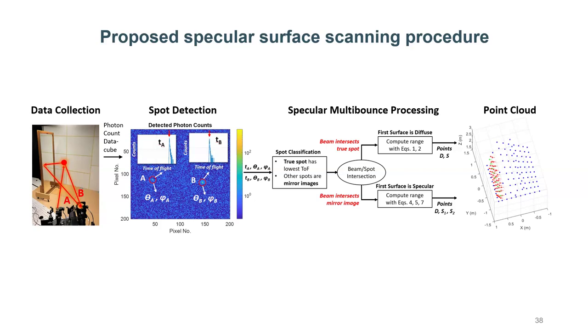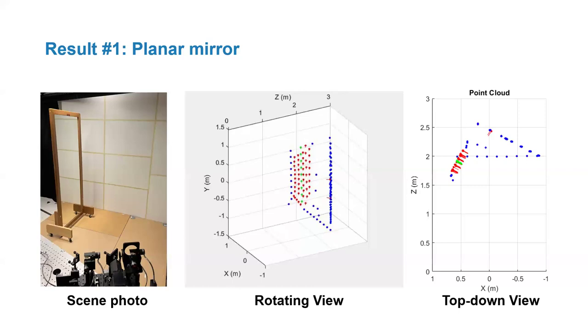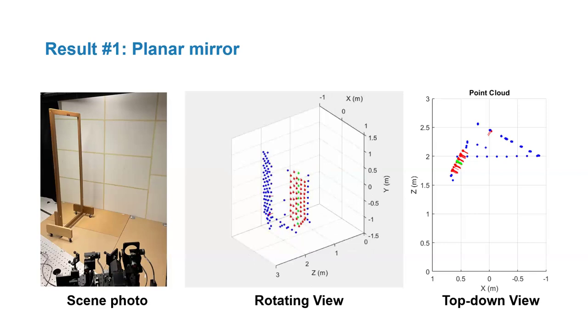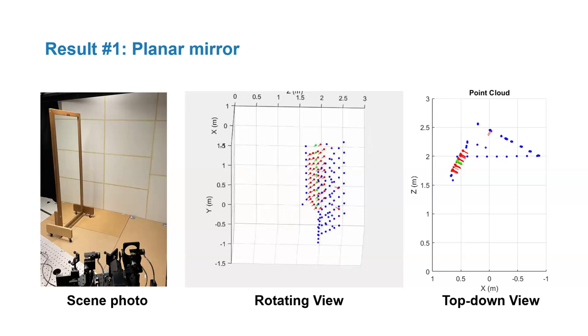And so I can show some of the experimental results that we got for this method. In this first experiment, we were trying to scan a scene that contained a tall planar mirror, and our results are shown on the right from various perspectives. Here the blue points correspond to points on the back wall and the floor, so diffusely reflecting surfaces. And the red and green points correspond to the mirror.